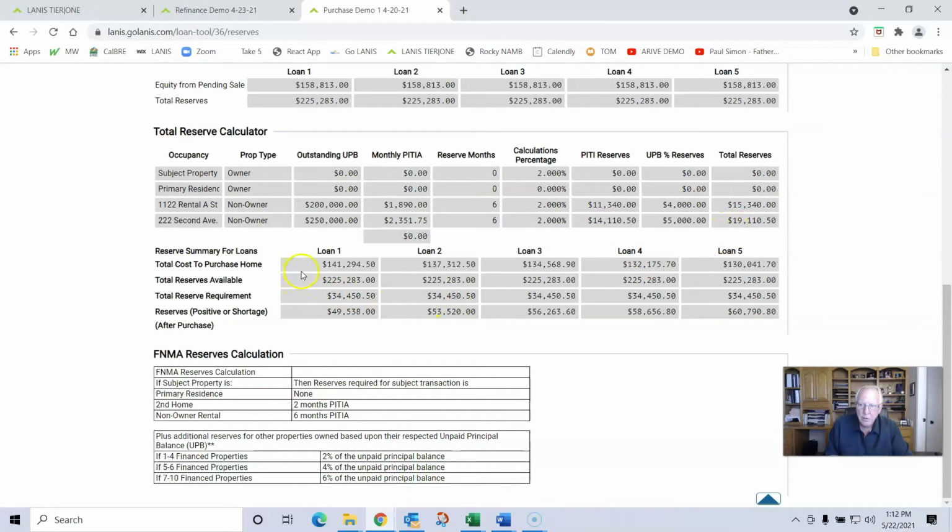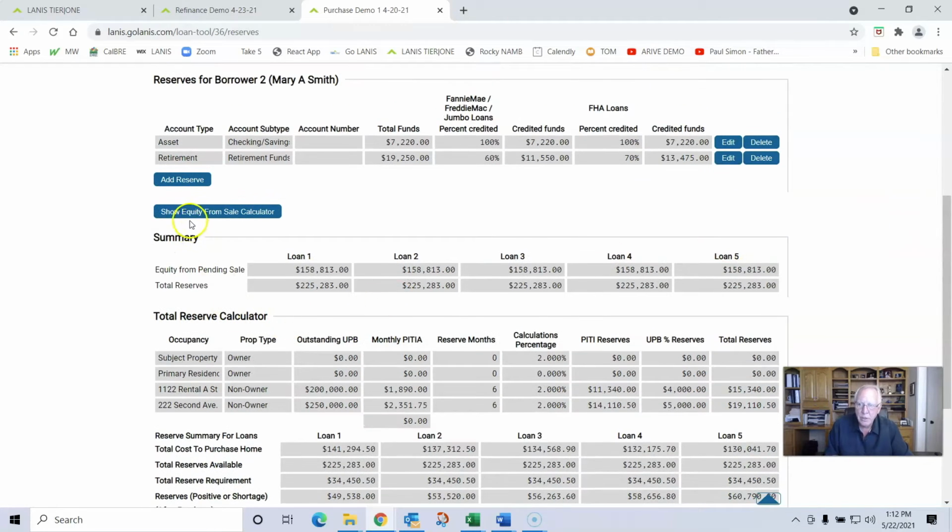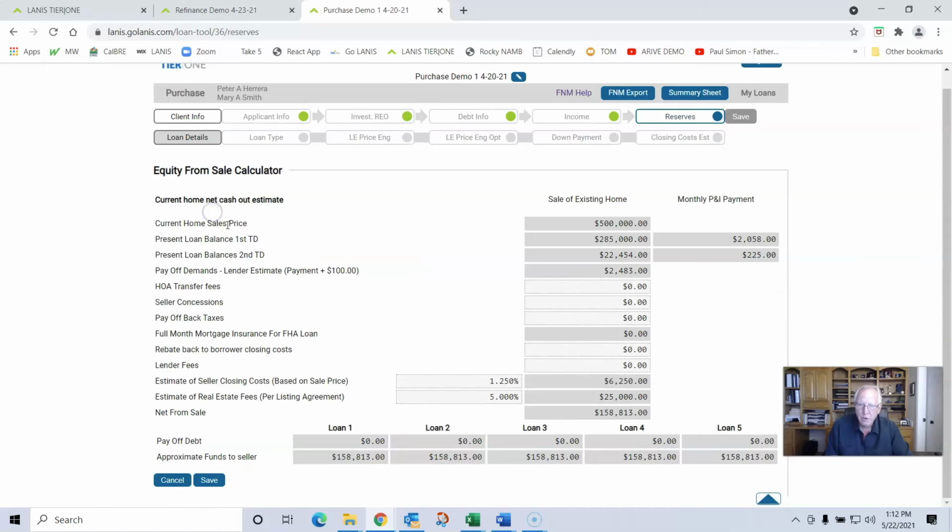Here's your total cost to purchase the home, reserves available, the reserve requirement, and how much in the way of reserves you have left. Now in this particular situation, we also were selling a property. Over here, we have this really cool calculator. Remember, we put in what the market value of the home was, the first and the second, the principal and interest on the first and the second, and then at that point you have to figure out what the closing costs are going to be.